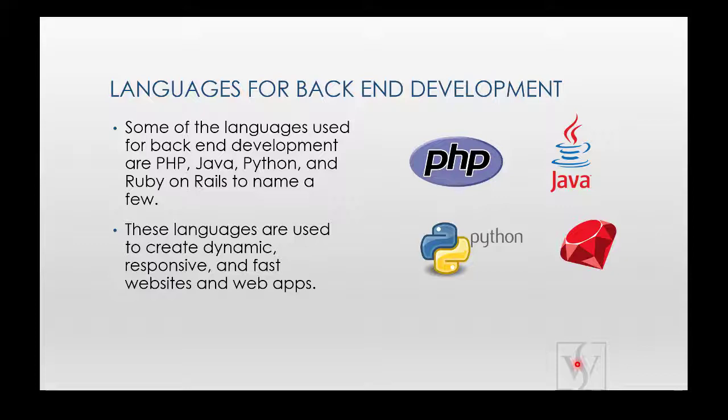Some of the languages that are used for backend web development are PHP, Java, Python, Ruby. These are some of the more popular languages, but of course, there are plenty more out there. And you're always going to hear about some new language that is supposed to be the latest and the greatest thing. But you want to think in terms of what is more prolific, what has more documentation, what is being supported more extensively. And these languages are used to create dynamic, responsive, and fast websites and web apps.